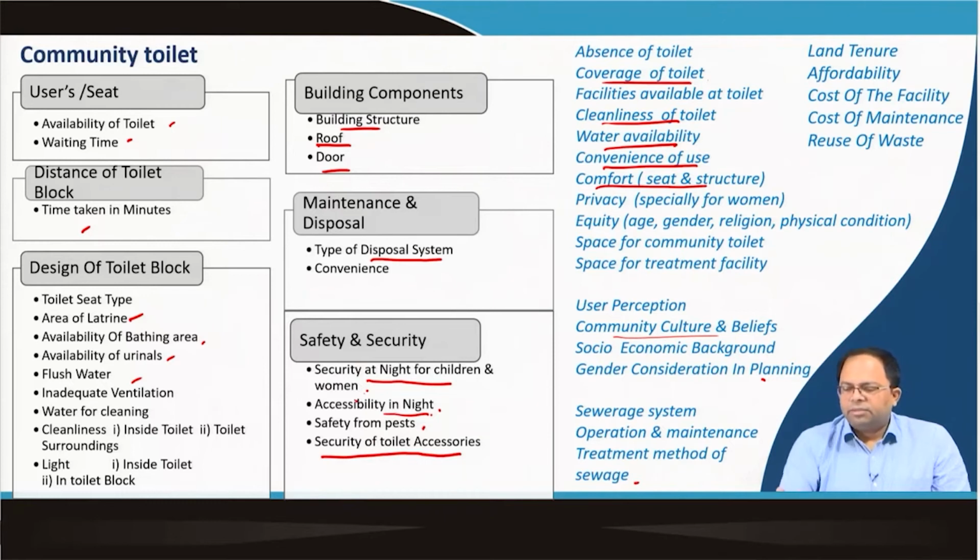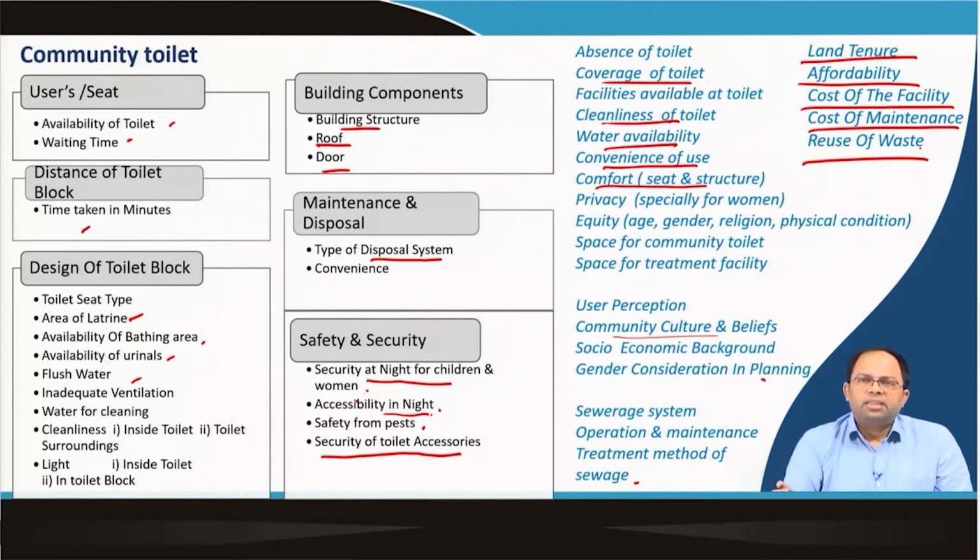So, in addition, we also look into the land tenure, affordability for that particular community, cost of the facility, cost of maintenance, reuse of the waste if it is possible. All these things could also be looked at when we design community toilets.